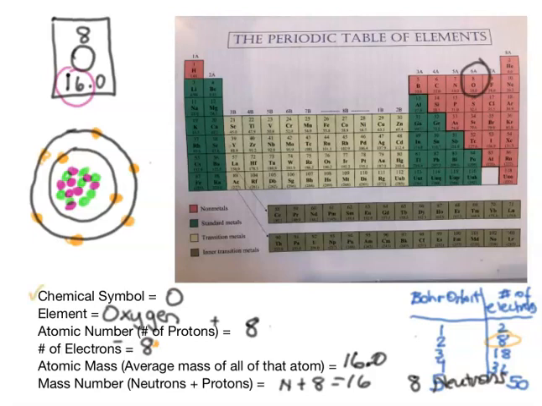and then the element, and then the atomic number, which is the number of protons, then the number of electrons, then the atomic mass. Again, you're getting that from the bottom number here of the periodic table, and then the mass number. You're going to calculate that, neutrons plus protons. So go ahead and pause the video for that, and then we're going to use that information to build the model.